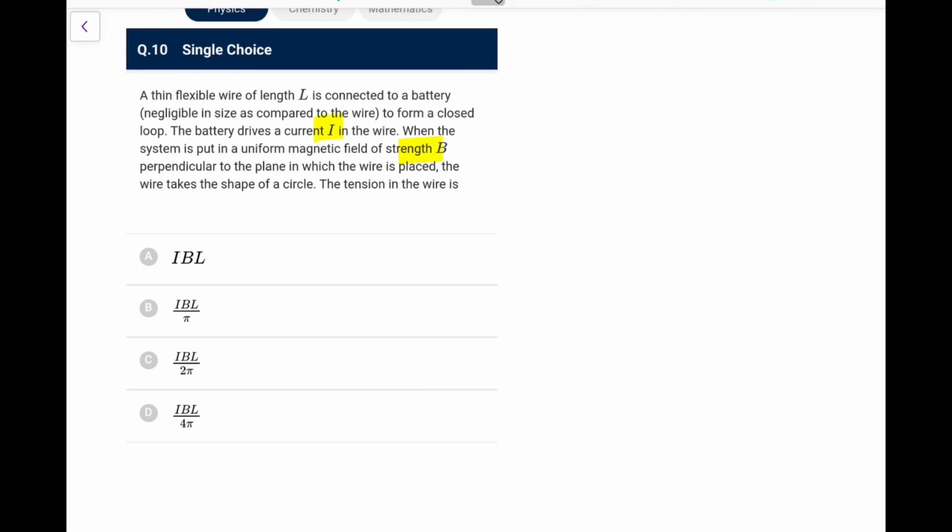When it takes the shape of a circle, we take a very small section here, subtending an angle theta. We take this in equal parts, so this angle is theta by 2, and we look at only this section. The section's length dl would be equal to r d theta. The force T acts here and here, and the magnetic force would be outwards like that. That would be equal to BIL, that is BI dl.